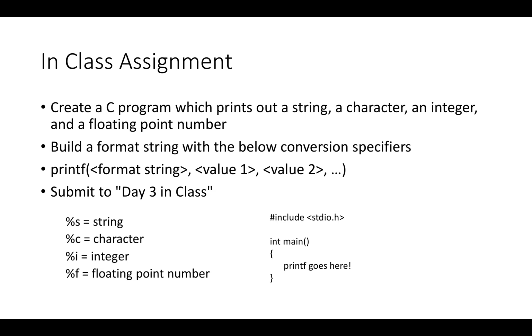So what we're going to work on today is we're going to create a C program which prints out a string, a character, an integer, and a floating point number. For reference here on the bottom side, I have listed the format identifiers that you can use to build your string. And on the right side, I've put the basic C program. Once you're done with it, submit it to day 3 in class. So, if we could go ahead and do that, that'd be great.